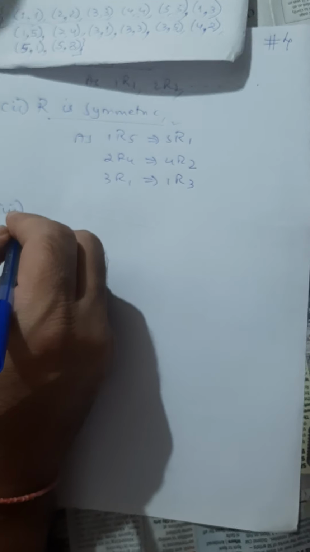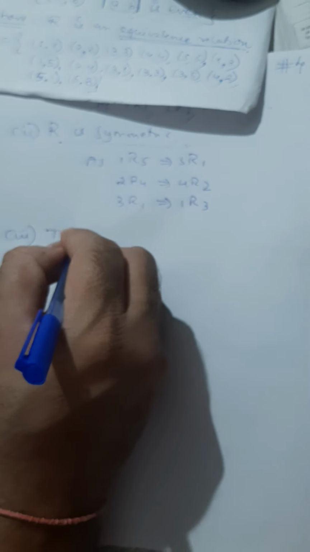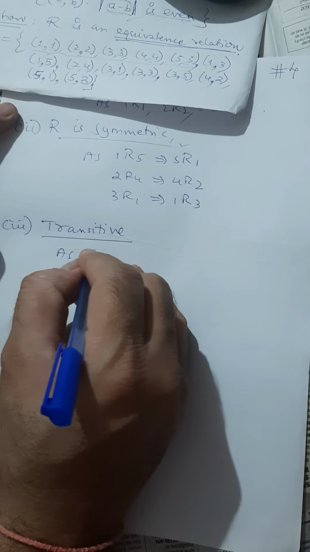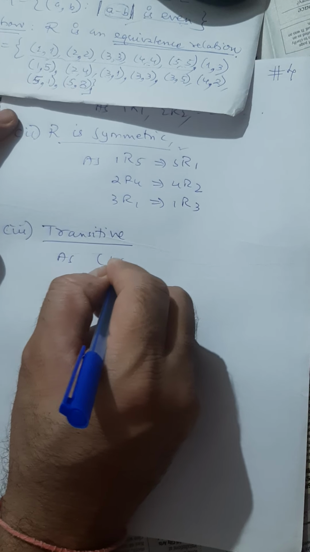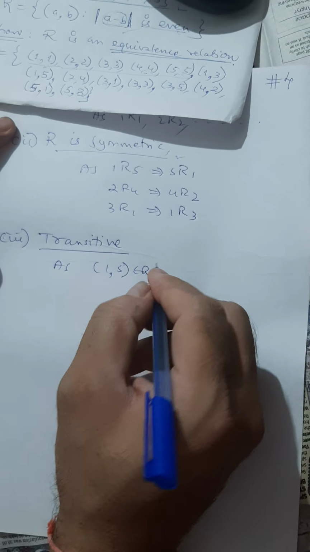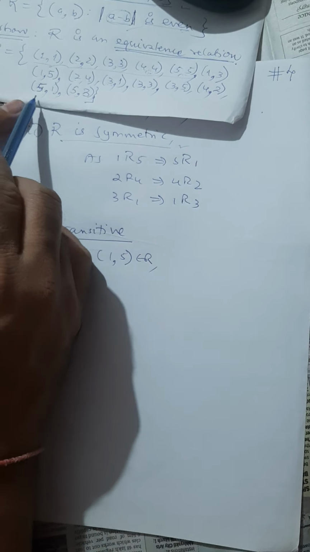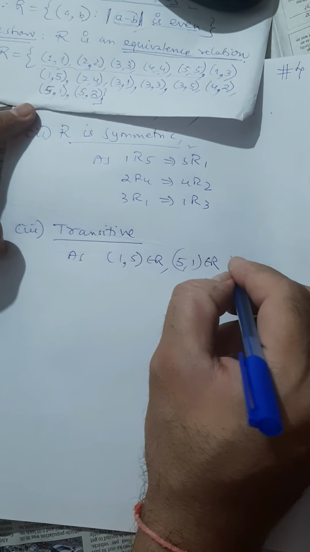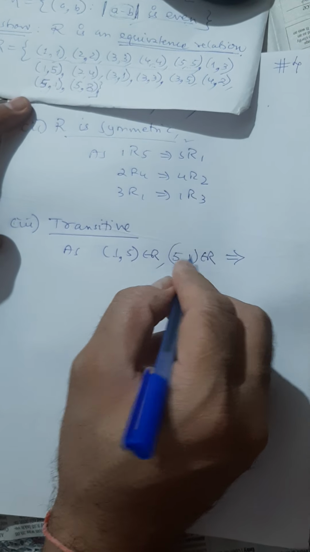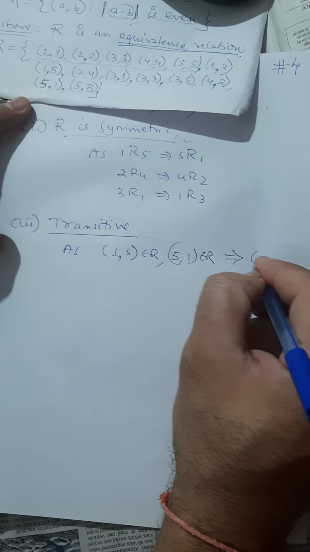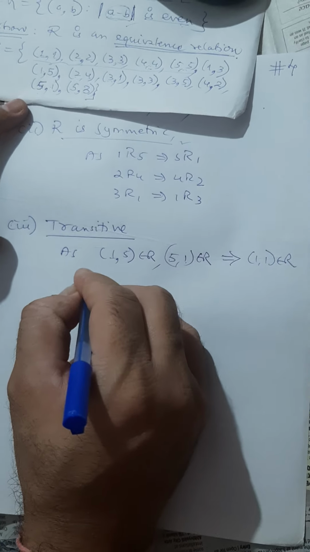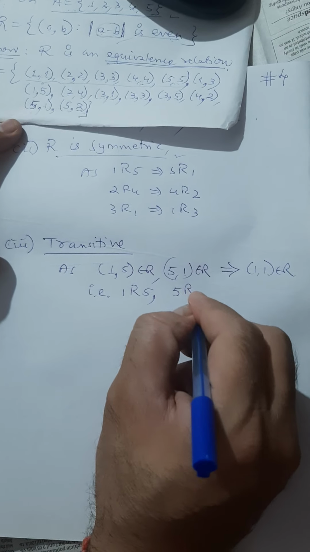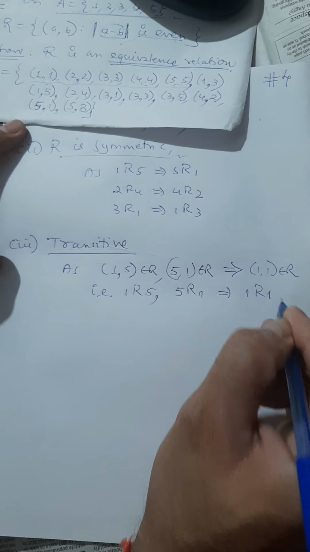The third property: it is transitive also. Why? Because you take two ordered pairs. Suppose I have taken (1, 5), which is in R. Now you take any other ordered pair having 5 at the first place. Suppose I have taken (5, 1), also in R. Now check whether (1, 1) is in R or not. It is there. So (1, 1) is in R. How do I write it in another language? 1 related to 5, 5 related to 1, it implies 1 related to 1.